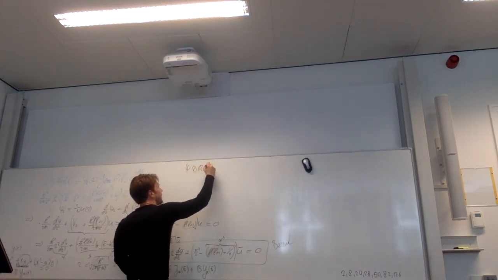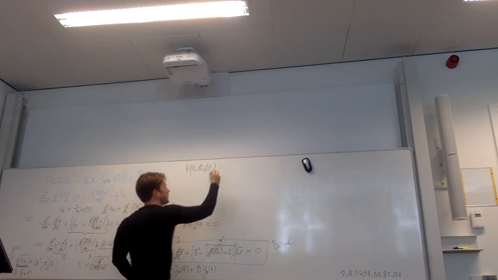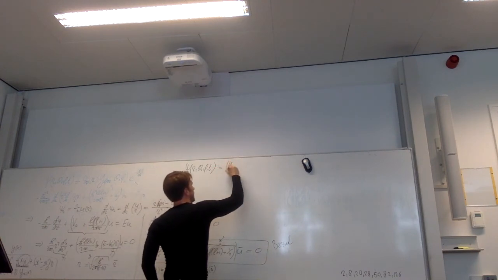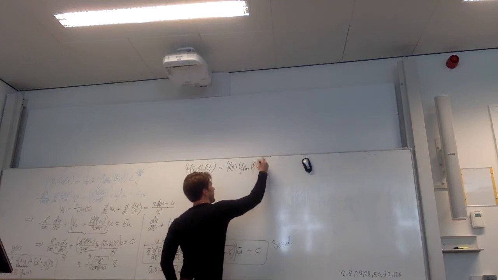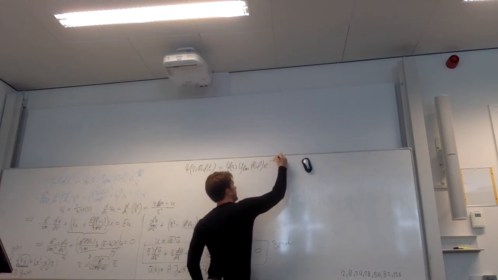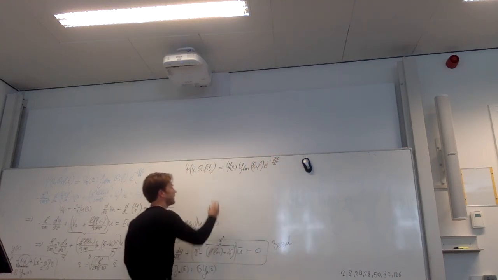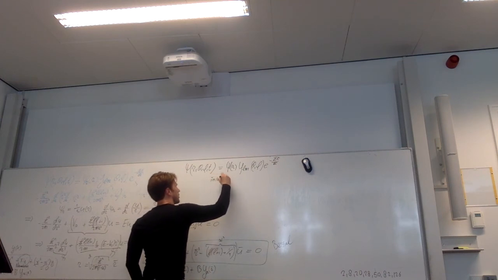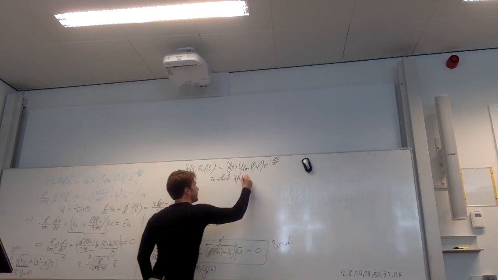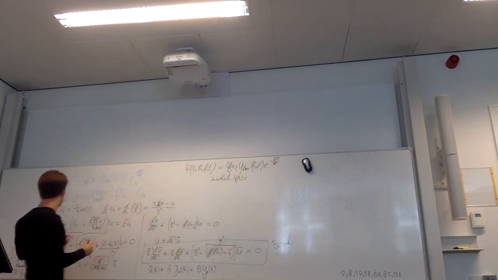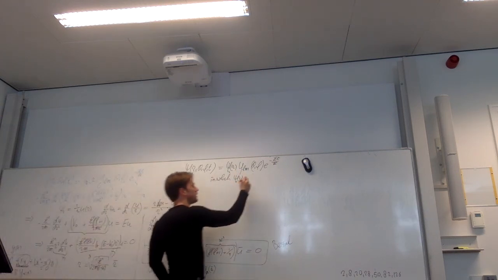r, theta, phi, t equals spherical harmonic of theta, phi, times e to the power minus i E t over h bar. There you go, in which phi of r is, well, phi of r by itself was 1 over r.